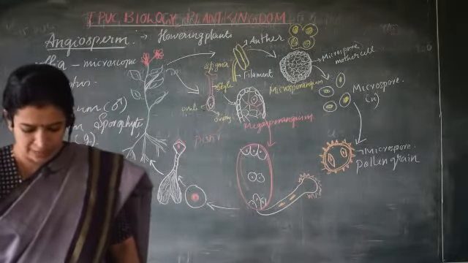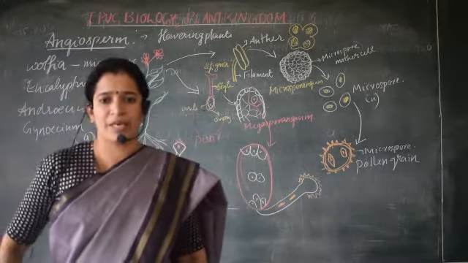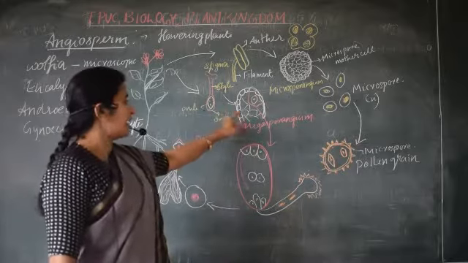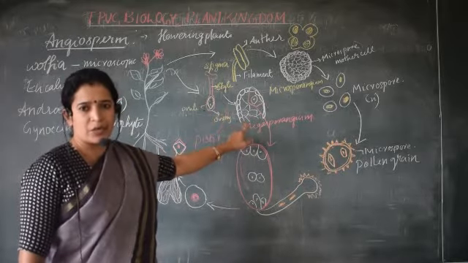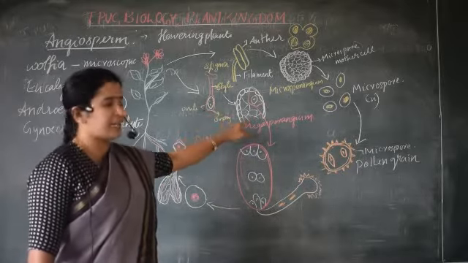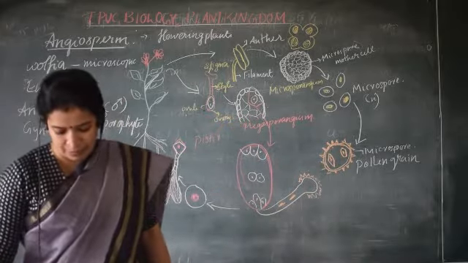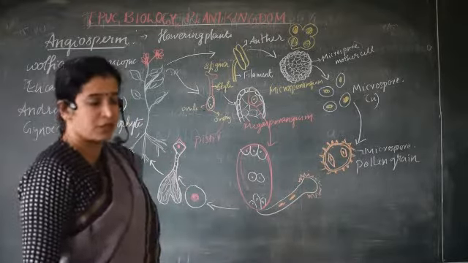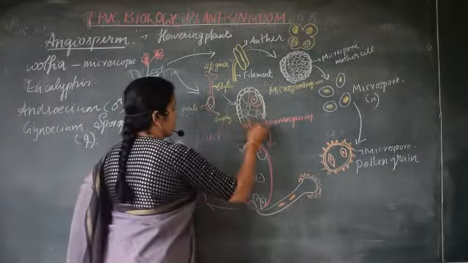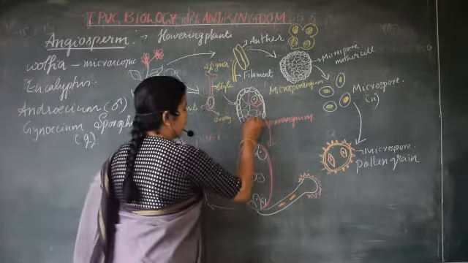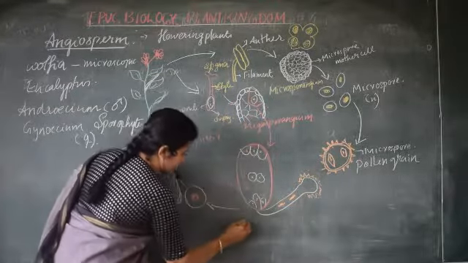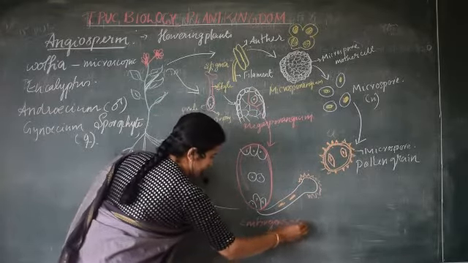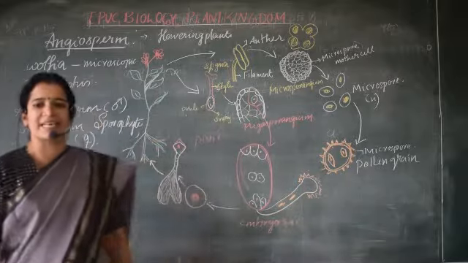Then this pistil consists of an ovary enclosing many ovules, and within these ovules a highly reduced female gametophyte is present, and it is termed the embryo sac. So within this ovary this highly reduced embryo sac is there. Where is this embryo sac present? The embryo sac is present inside the ovule.